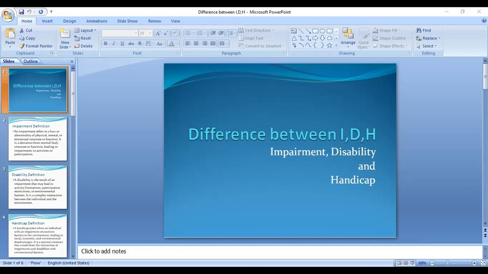Structure is deformed. That means some part of their bodily structure is lost. And functioning also, because of that loss of the part, they cannot function properly. So it is a deviation from normal body structure and function. You can clearly find a difference between the normal body and the deformed body, leading to impairments in activities or participation. They cannot perform the activities properly as a normal person.